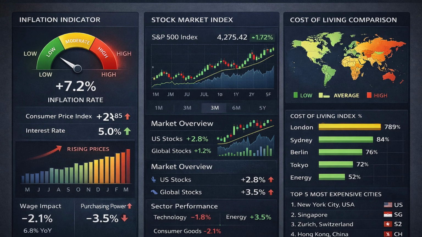Third, policy making. Governments rely on index numbers when designing economic policies. Central banks analyze price indices before deciding whether to raise or lower interest rates. Fourth, investment decisions. Investors track stock market indices to evaluate market performance. Fifth, cost of living comparisons. Economists compare living costs across cities using index numbers. Without index numbers, analyzing economic change would be extremely difficult.